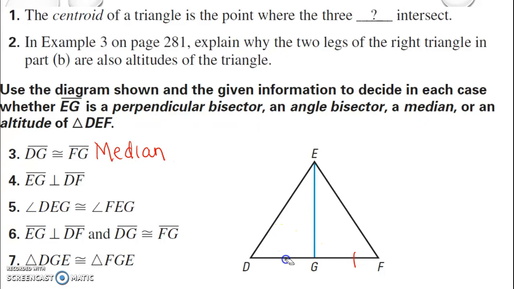For number 4, if EG and DF are perpendicular, then because EG is starting at the vertex and it's perpendicular to the base, that would make this an altitude. For number 5, we have angle DEG is congruent to angle FEG. Because it is bisecting the angle, that would make it an angle bisector. For number 6, EG and DF are perpendicular, and DG is congruent to FG, which would make this a perpendicular bisector.